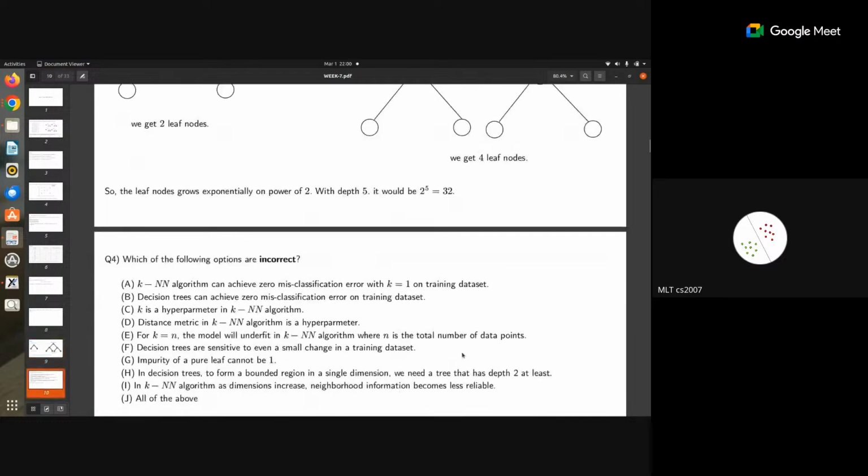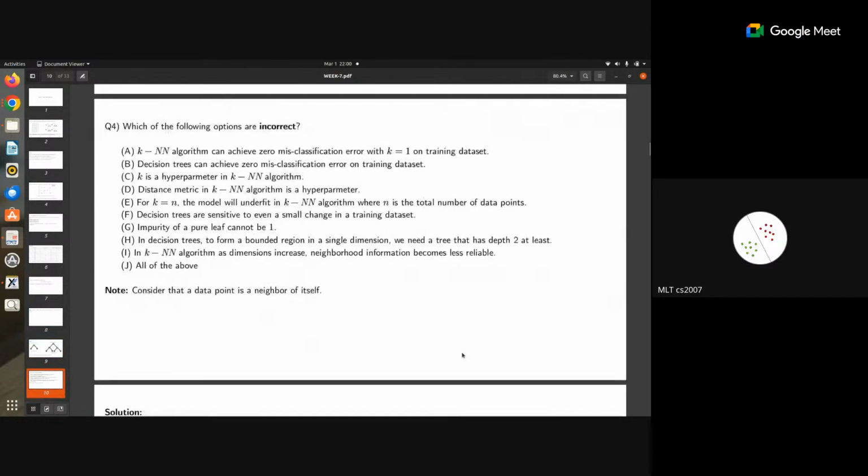Fine. What about this? Question 4. KNN algorithm can achieve zero misclassification error with k equal to 1 on the training data set. Is it correct? Can achieve 0 misclassification. That means it is never going to misclassify. Can achieve? No, sir. Yes. It can achieve? Think about it. Is there any possibility that you can achieve the zero misclassification error with k equal to 1?